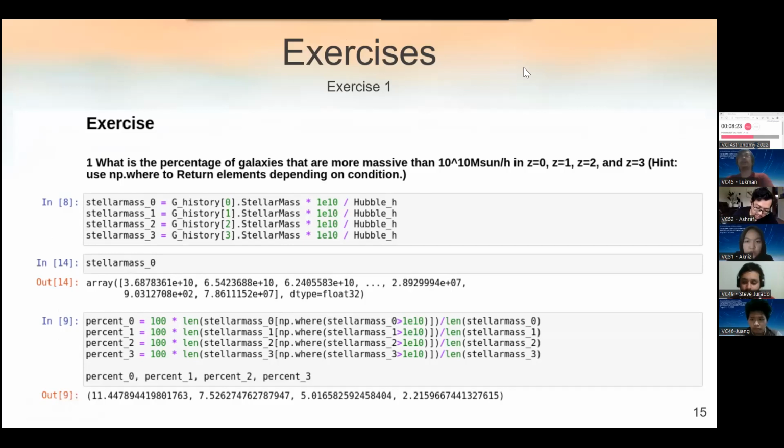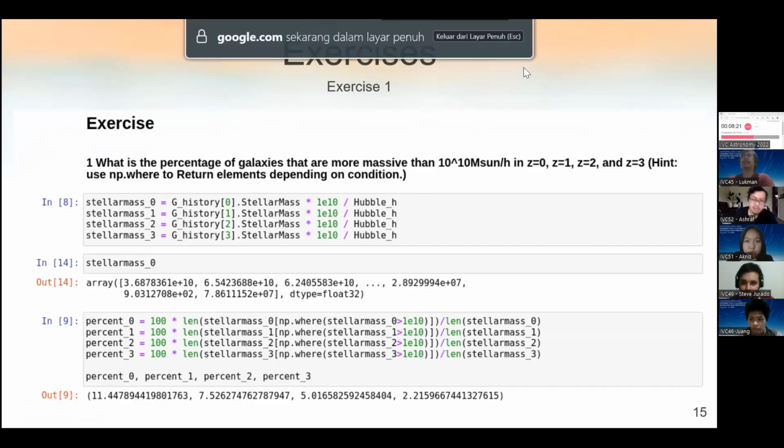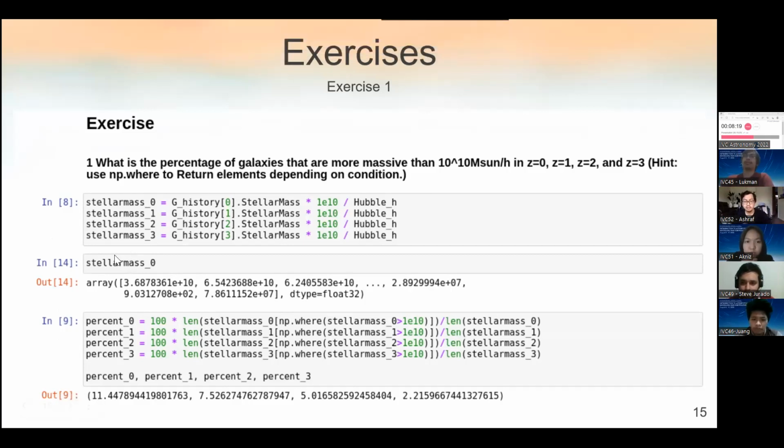Hi, hello everyone. I'm Lukman. I'll be explaining the exercises portion that was given for the assignment. In the assignment given, we have 4 exercises and 1 bonus question. We'll take a look at these exercises now. For the first exercise, we're required to find the percentage of galaxies with mass greater than 10^10 solar masses over the Hubble constant.